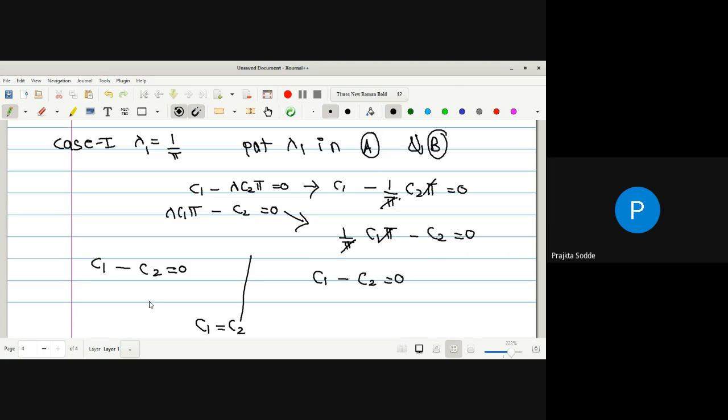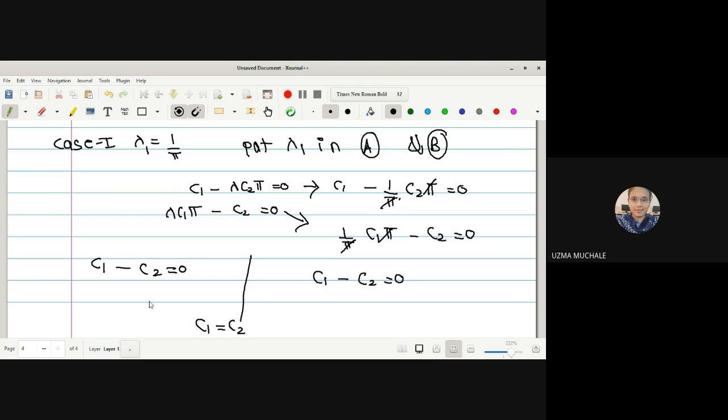y2 of x will be sin x minus cos x. I think you have got the value of C1 is equal to minus C2, no? So corresponding to lambda 2, we get y2 is sin x minus cos x.